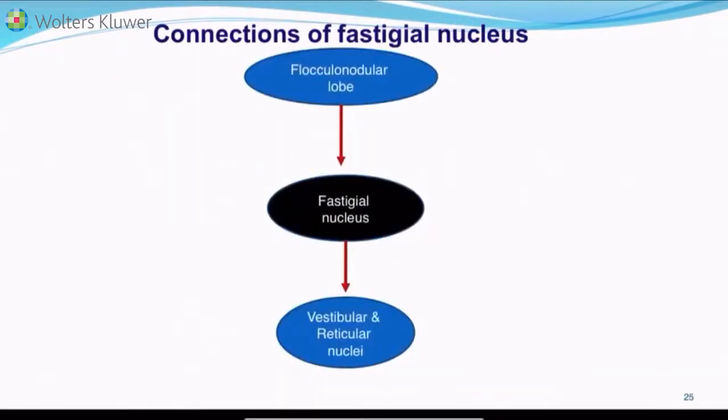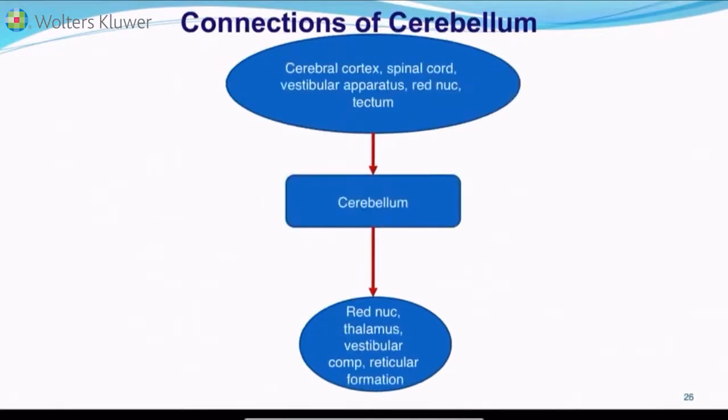Coming to connections of fastigial nucleus, since we said it's concerned with the archicerebellum, the flocculonodular lobe, which is the component of cerebellum responsible for the older connections or oldest part of the cerebellum, sends the impulses to fastigial nucleus and from there to vestibular and reticular nuclei.